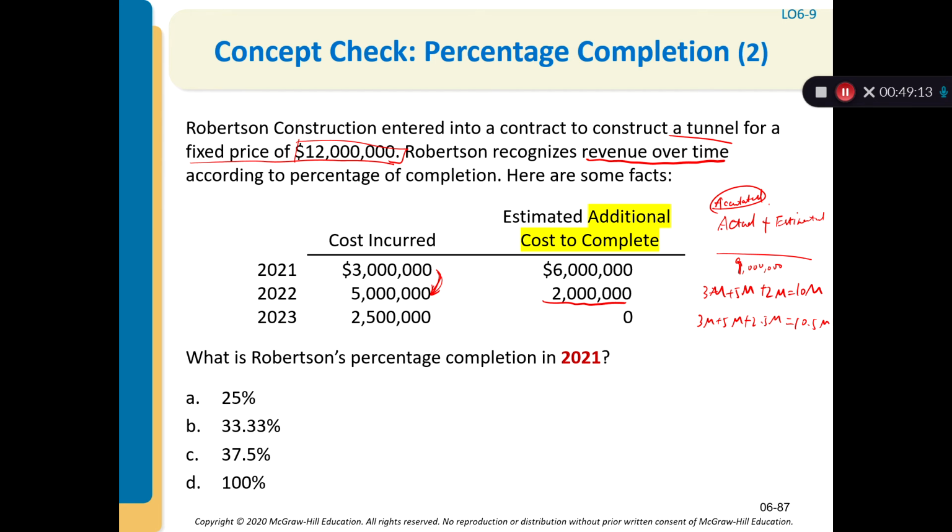So what I wanted to write in this column is accumulated actual plus estimated costs. That helps us calculate the percentage of completion. So for year 1, if they're asking for Robertson's completion percentage, how should we do it? Very good. For year 1, we just use 3 divided by 3 plus 6, which is 3 divided by 9, which is 33.3%. We should choose B.